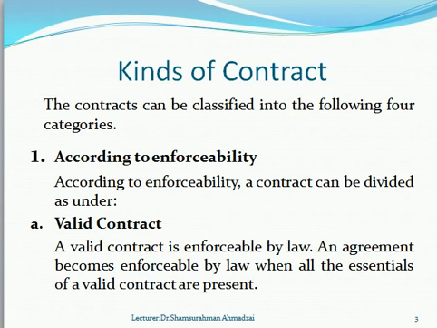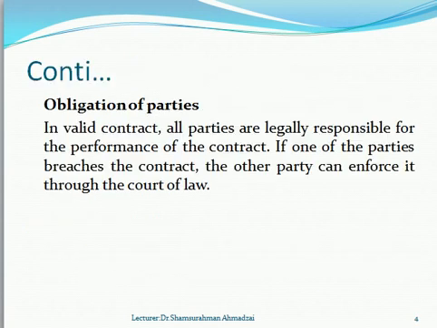So that is a valid contract. In the valid contract, the obligation of parties, what are the responsibilities of the parties in valid contracts? All parties are legally responsible for the performance of the contract. If one of the parties breaches the contract, the other party can enforce it through the court of law.